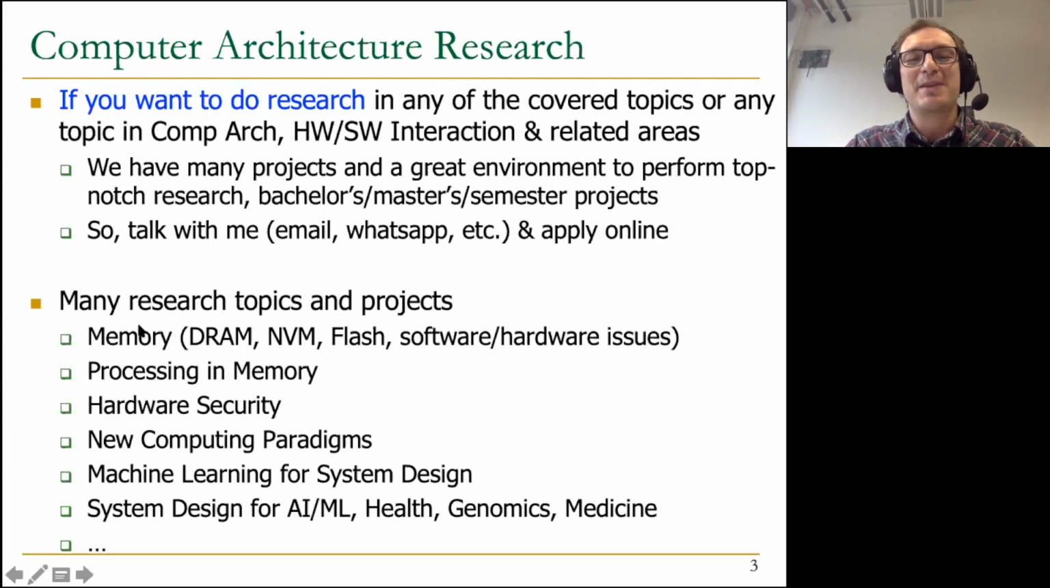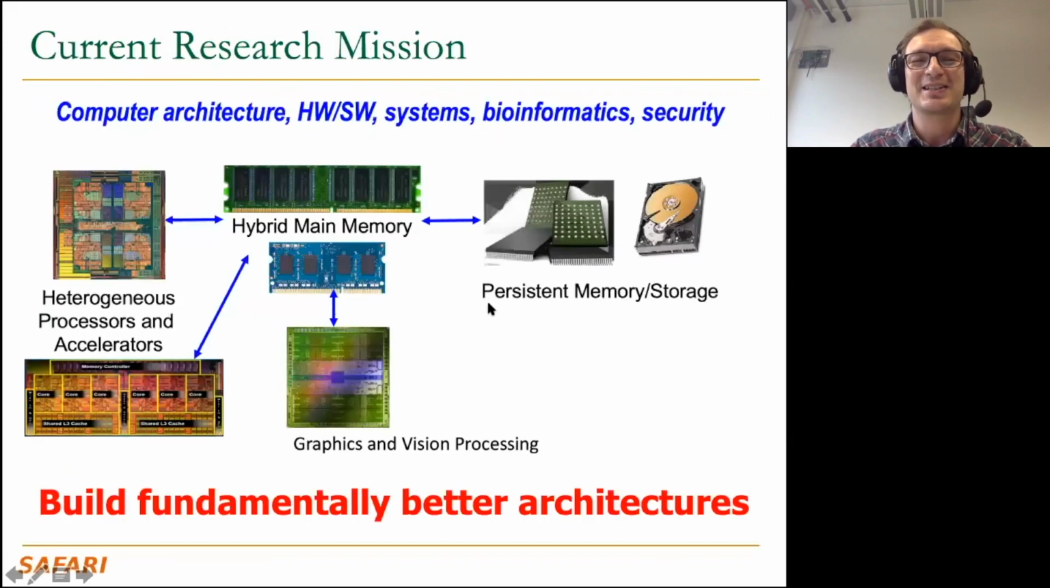Okay, so many topics. As we discussed, there are many issues in memory, and the last lecture is an example of this: processing in memory, hardware security, new computing paradigms, machine learning for system design, and system design for various different, very interesting applications. And there's more, of course. I'm interested in general computer architecture, so anything that piques your interest, I may be interested in it. In the past, I've done a lot of different types of work also. And if you remember, our current research mission is building fundamentally better architectures. These are five major focus areas: architecture, hardware-software interface and co-design, systems, bioinformatics, and security.